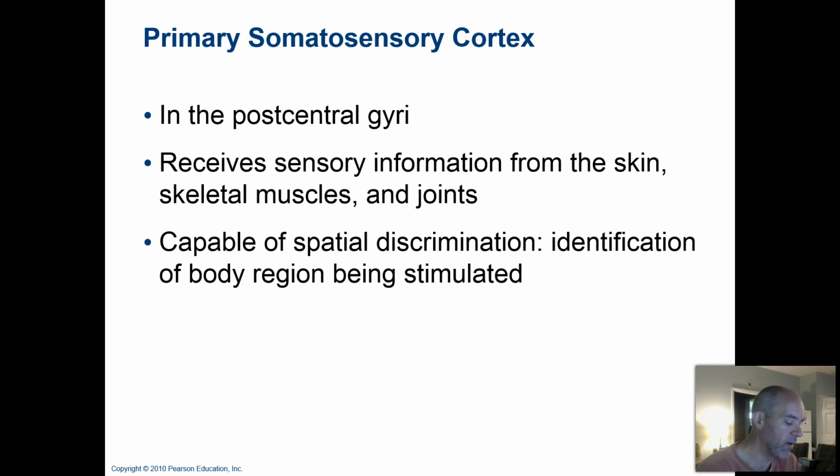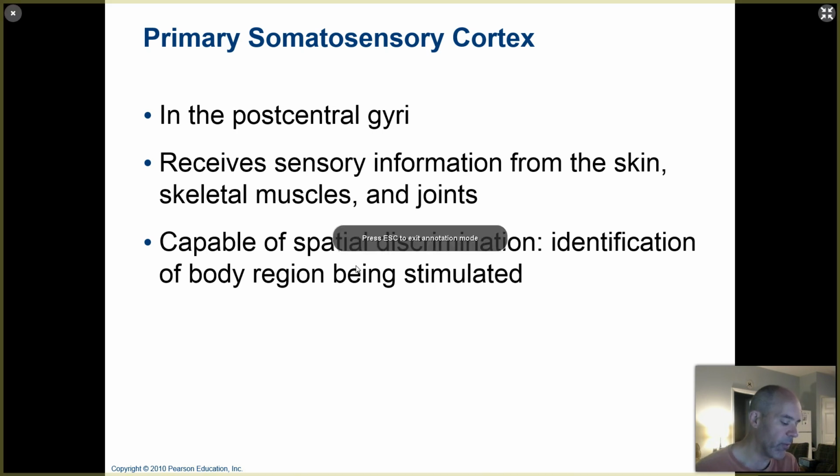All right, your primary somatosensory cortex. Somato refers to the body, as we've heard before, so body senses. And you have a gyrus called the postcentral gyrus. So the precentral gyrus is your motor control area. The postcentral gyrus deals with body sensations. So these are the neurons that receive incoming information from the skin, your skeletal muscles, and your joints. Information coming from different parts of the body will go to different sections of this primary somatosensory cortex.